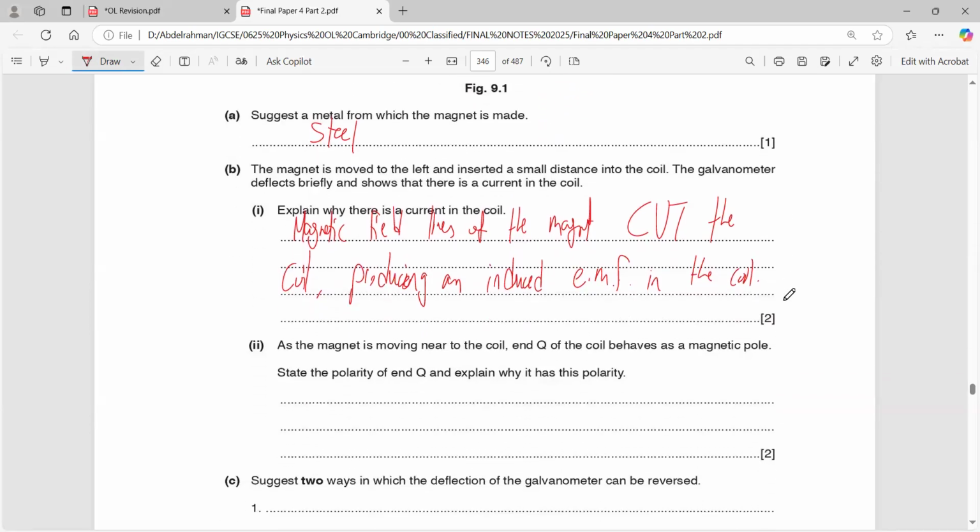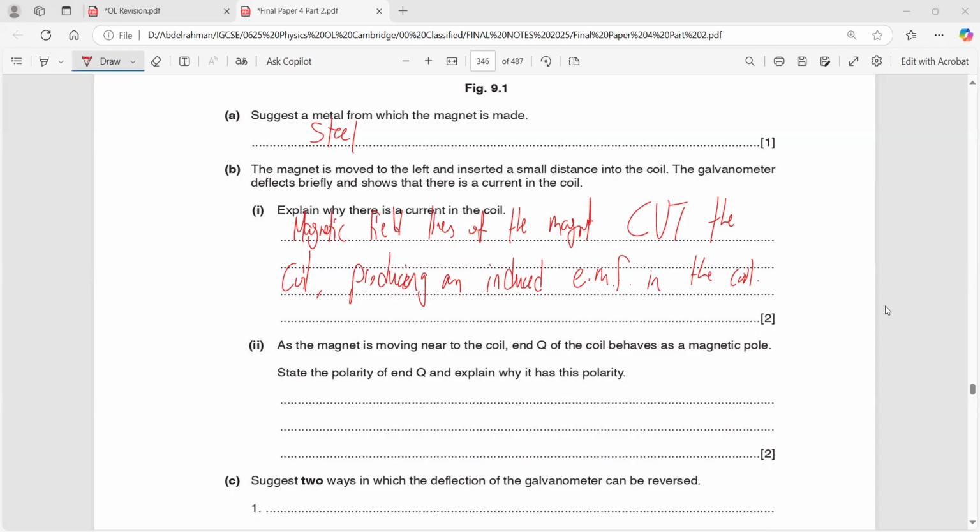As the magnet is moving near the coil, Q behaves as a magnetic pole. State the polarity of the end Q and explain why it has this polarity. Again, as the magnet is moving towards it, would it repel or attract? It would repel. Why would it repel? Because it opposes the motion or opposes the force acting on it.